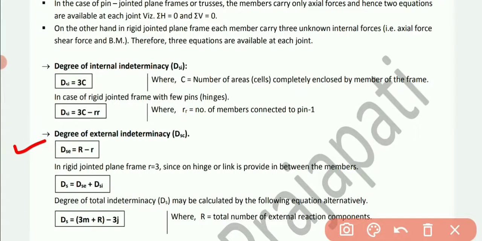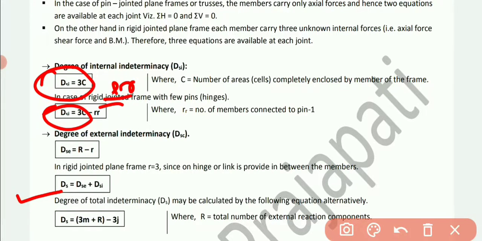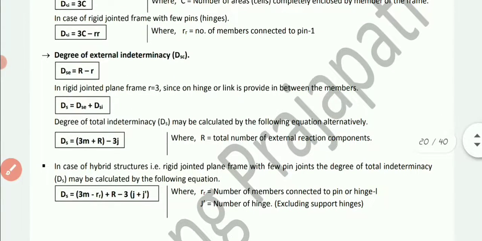Let's see the formula of DSE, degree of external indeterminacy. That is the common formula, DSE equals capital R minus small r, where capital R is the number of reactions produced and small r is the number of equilibrium conditions. So in a rigid jointed plane frame, small r equals 3, as a fixed support is there, and no hinge or link is provided in between the members. Now finally, DS equals DSE plus DSI, so ultimately we will get DS.